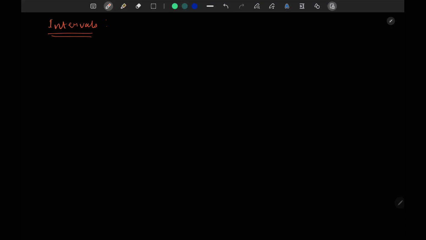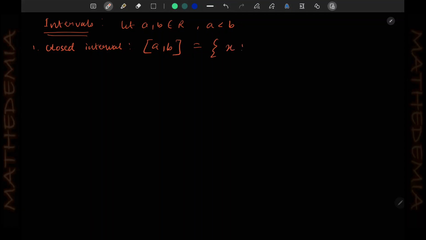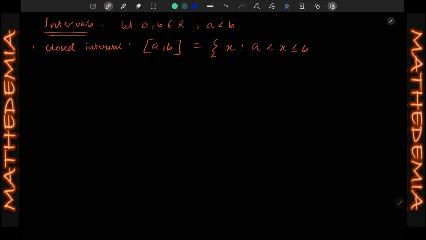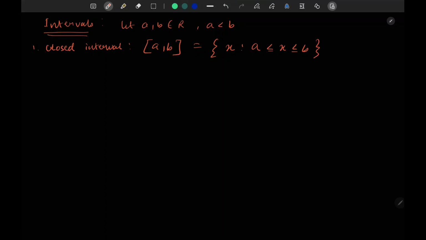Let us first consider two elements from the set of real numbers, say A and B, such that A is less than B. The first type of interval is known as a closed interval. A closed interval is denoted as A comma B written within square brackets. This denotes the set of X such that X is less than or equal to B and greater than or equal to A.